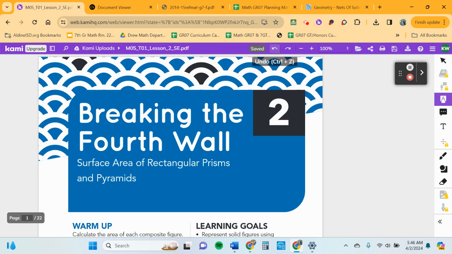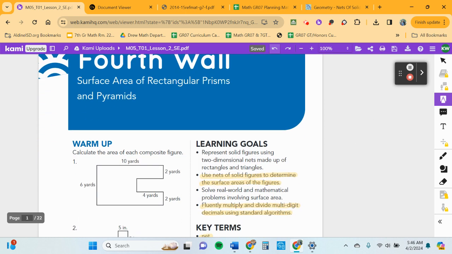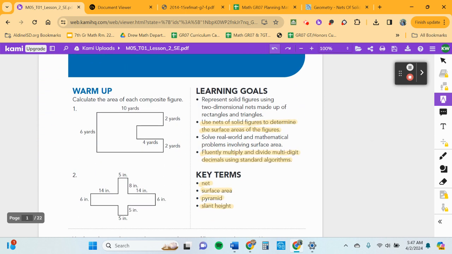Today we're talking about surface area of rectangular prisms and pyramids. In this lesson, you're going to use nets of solid figures to determine the surface area of figures. Do that in the real world. And also, there is a lot of multiplication in here of decimals, so get ready. Some key terms that you'll talk about today are net, surface area, pyramid, and slant height.